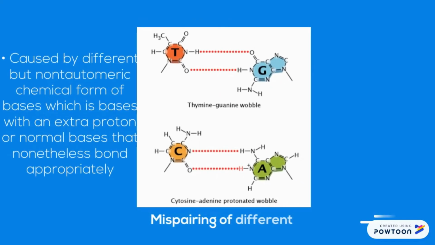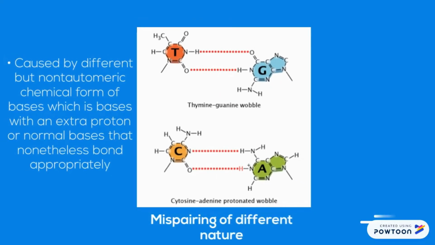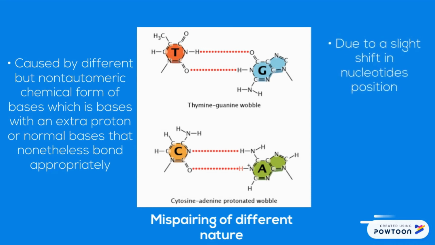This error is caused by a different, non-tautomeric chemical form of bases, which are bases with an extra proton, or normal bases that nonetheless bond inappropriately. It is due to a slight shift in the nucleotide's position, which is known as wobble.